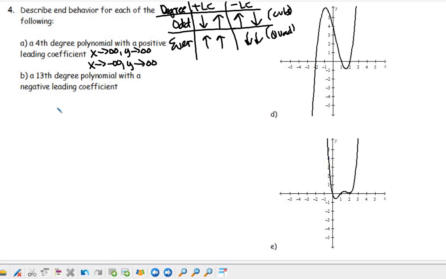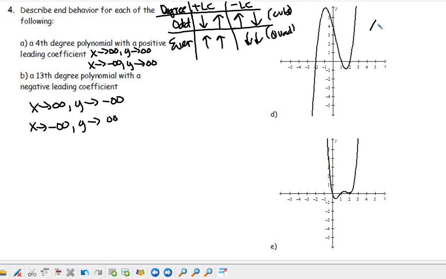A 13th degree polynomial with a negative leading coefficient. So this is an odd degree with a negative leading coefficient. So that tells me that my right-hand side will go down. So as x moves to the right, y will go down. As x moves to the left, y has to do the opposite, so it will go up.